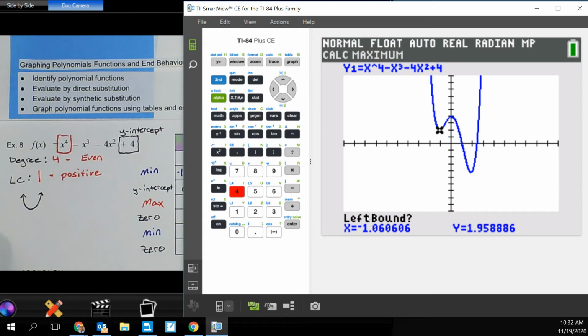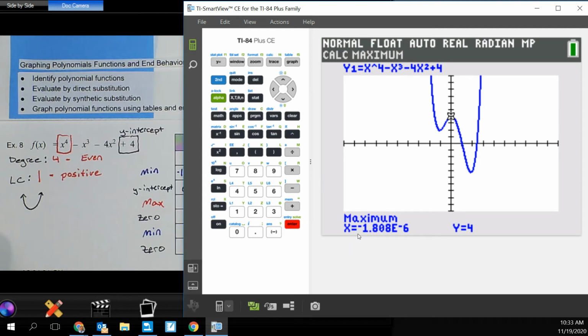And the directions are the same. It says left bound. So if my maximum's here, I need to be somewhere to the left. So I'm to the left right there. I'm going to hit enter. Now it says right bound. So I have to go past the maximum to the right. So I'm past it. So now I can see those 2 lines on there. And now it says guess. So now I want to guess where that is, and hit guess right there.